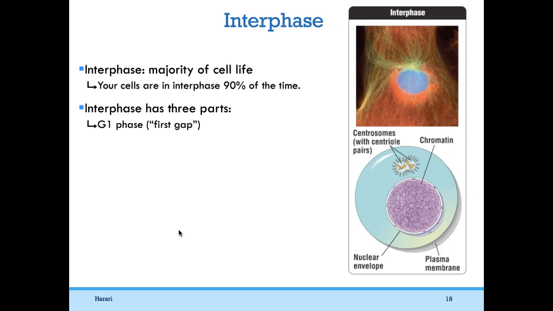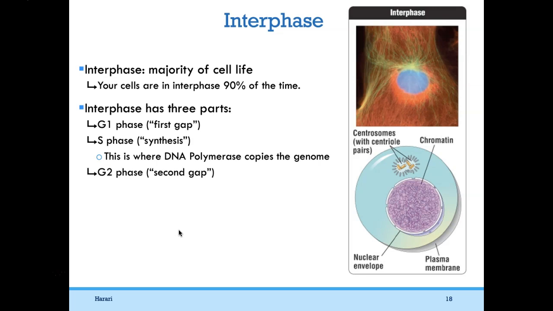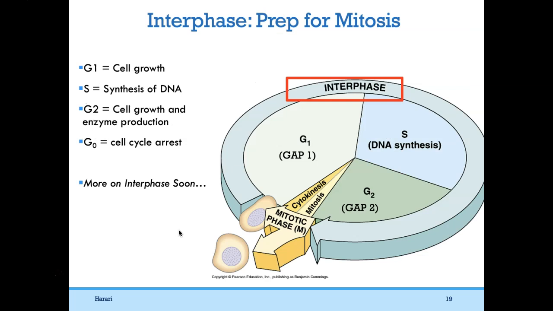It starts with G1, which stands for the first gap. Then there's S phase, which stands for synthesis. And this is where DNA polymerase will synthesize new DNA. It will copy the genome in S phase of interphase. And finally, there's a second gap phase called G2. So interphase has G1, S, and G2. And cells spend most of their time in these three phases.